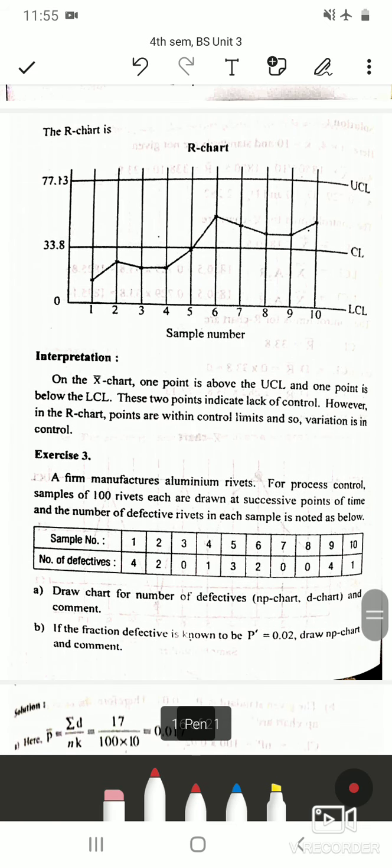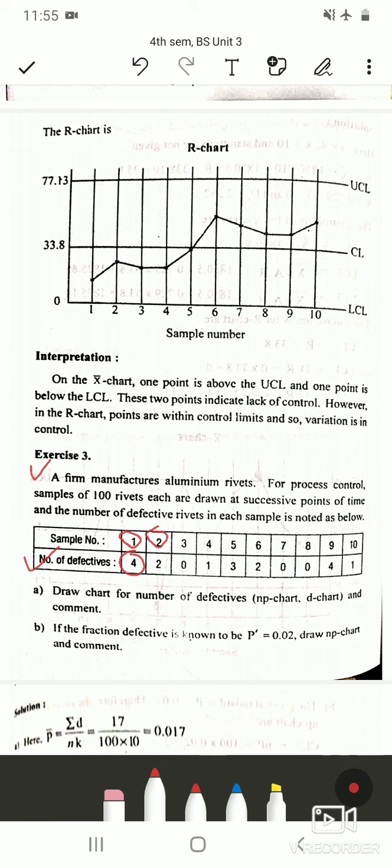So the third problem is, a firm manufactures aluminium rivets. For process control, samples of 100 rivets each are drawn at successive points of time, and the number of defective rivets in each sample is noted as below. So sample numbers are from 1 to 10 again. Here they have given the number of defectives. So in one sample there are 4 defectives.